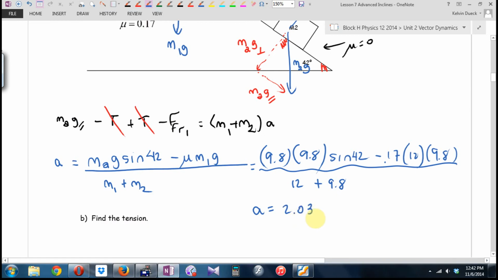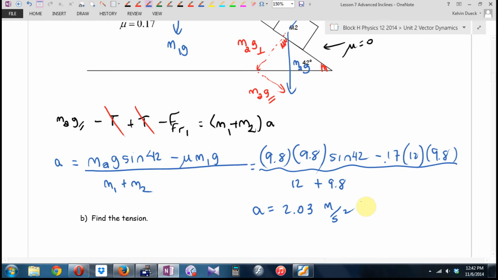Carl, units. It's an acceleration. Meters per second squared. What did we just find? Speeding up or slowing down? Speeding up.